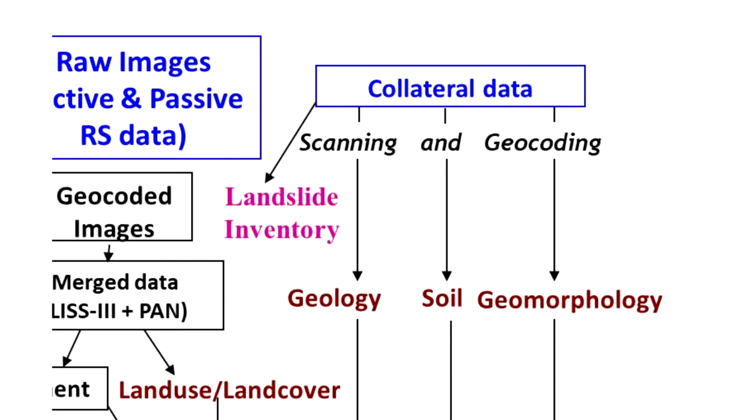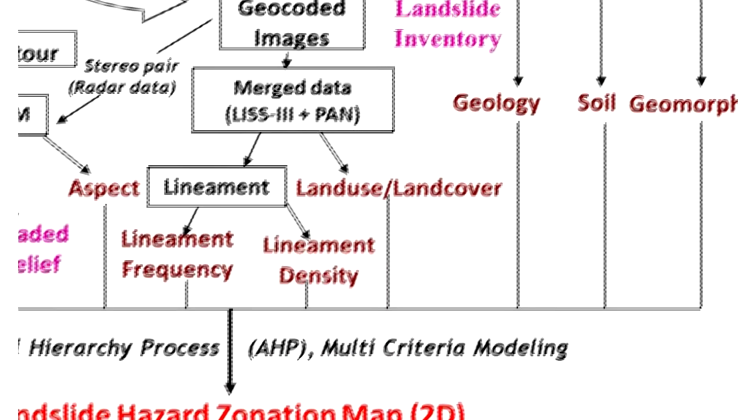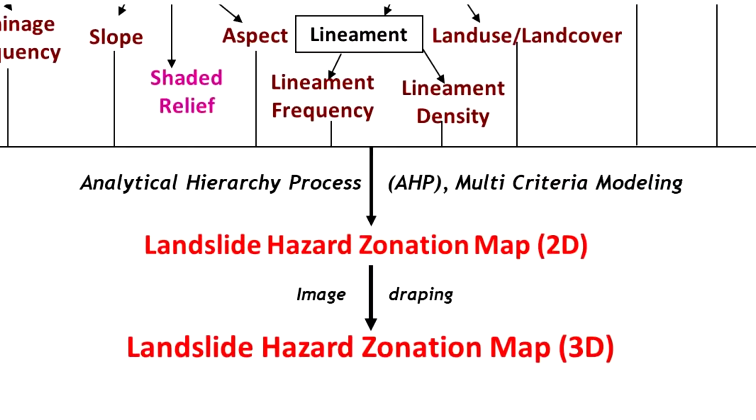With this we prepared a layer of landslide inventory, and also from our data we prepared the geological map, the soil map and the geomorphology map. All these layers we analyzed under the analytical hierarchy process for multi-criteria modeling, and 2D maps were prepared, and finally we prepared the 3D landslide hazard zonation map.